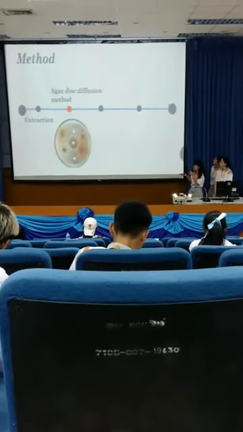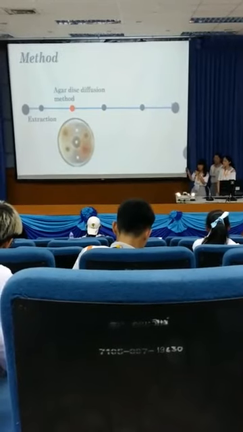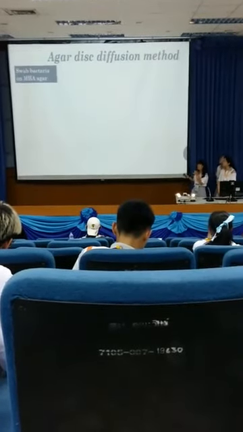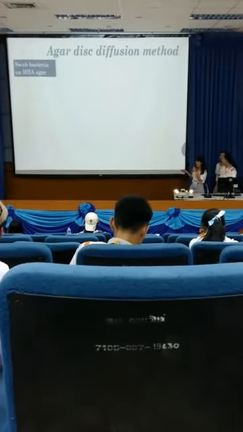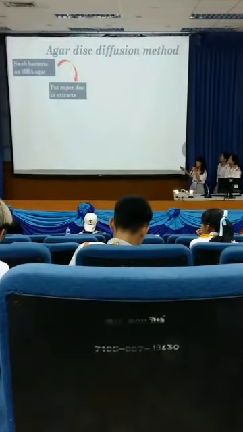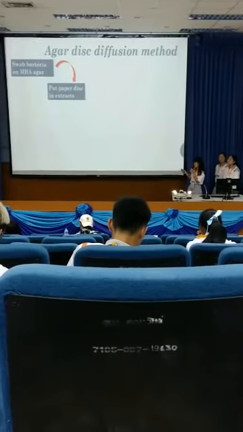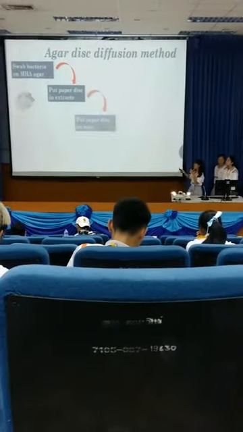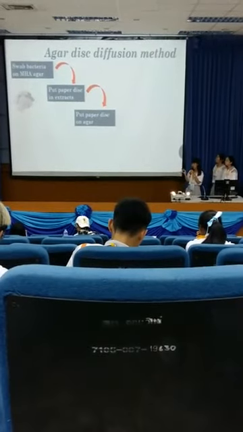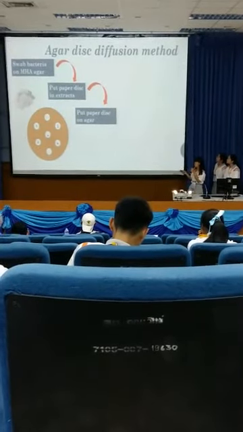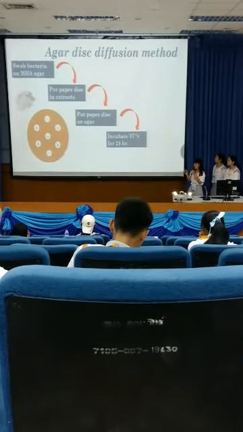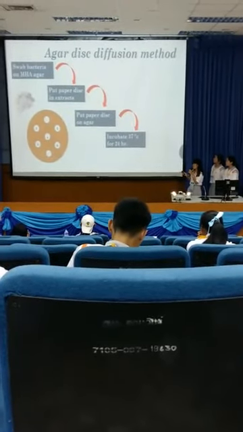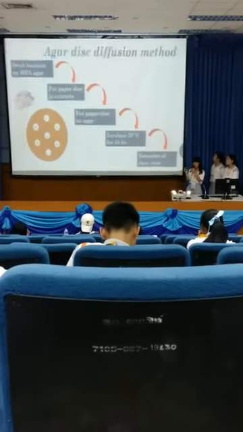Next, we do the agar diffusion method. First, we swab bacteria on MHA agar and put the paper disc in the extract. This is the paper disc. And after that, we put the disc on agar. This is the position to put the disc on agar. And put the agar to incubate at 37 degrees Celsius for 24 hours and detect the clear zone.